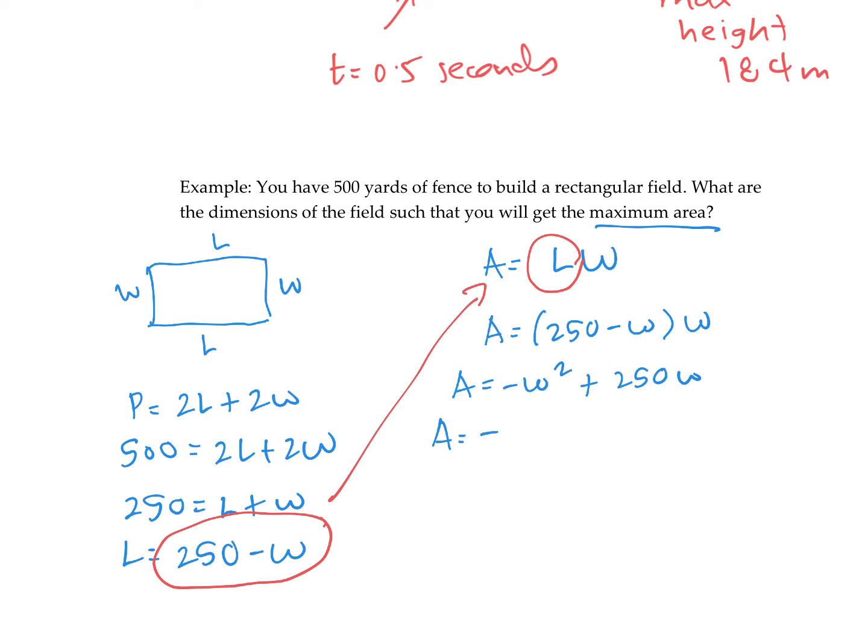So the leading coefficient is negative 1, so we'll take that out. Half of 250 is 125, squared is plus 15625, and then we'll subtract that amount so we don't change the equation. Don't forget to multiply that by the negative 1.